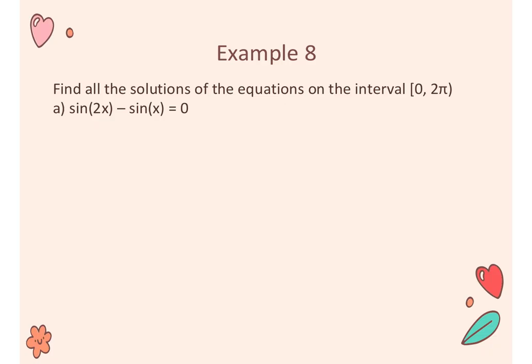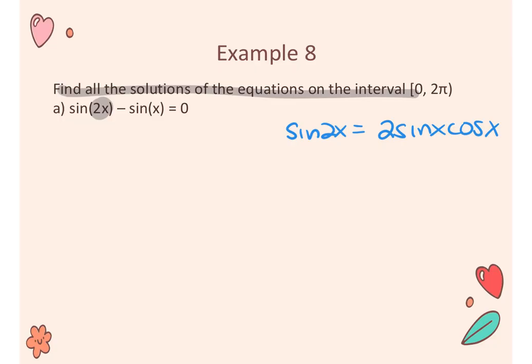All right, so example 8 says find all the solutions of the equations on the interval of 0 to 2 pi, bracket on the 0, parentheses on the 2 pi. And A says sine of 2x minus sine of x equals 0. So how do I know these are different? It's not going to say in here it's a double angle. I know they're different because my variable is a 2. That will either say 2x or 2 theta or whatever it is. And that tells me I have to change that to its equation for sine of 2. In our screenshot, it's sine of 2u, but it's sine of 2 times any variable. So sine of 2x is the same thing as 2 sine x cosine x.